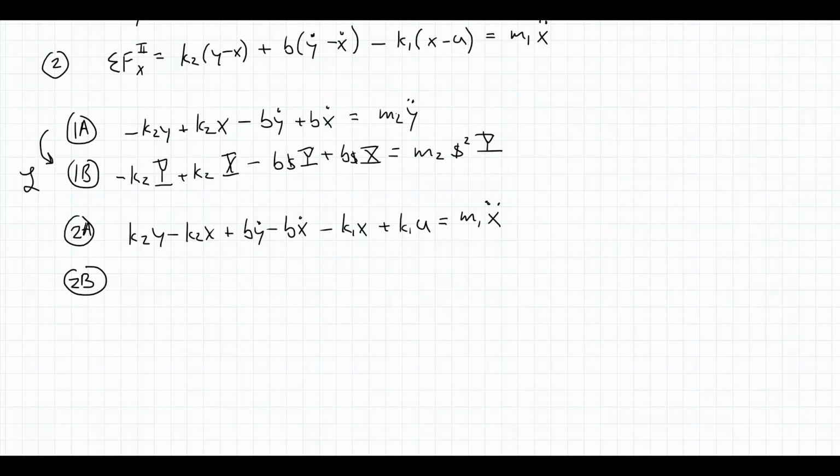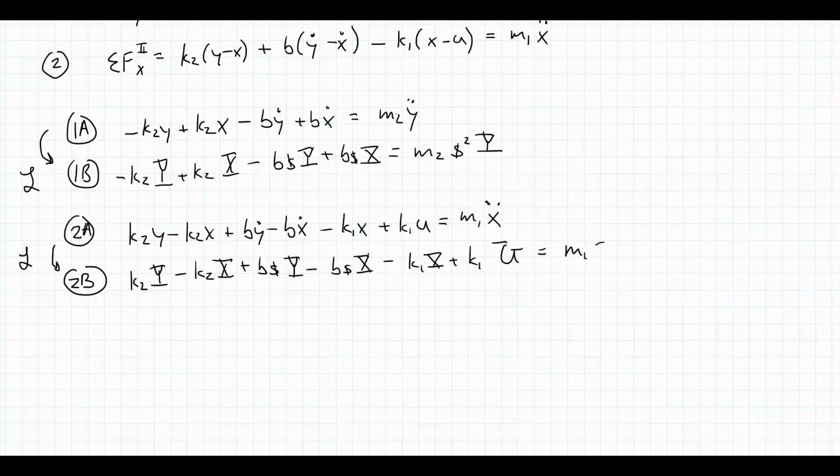All right, I will do the Laplace transform of 2a here, and we'll see when we count up our outputs that we have these necessary steps. So k2 capital Y minus k2 capital X plus bsY minus bsX minus k1 big X plus k1 big U. U is our input, so it is a function of time, so little u goes to big U, equals m1 s squared capital X.